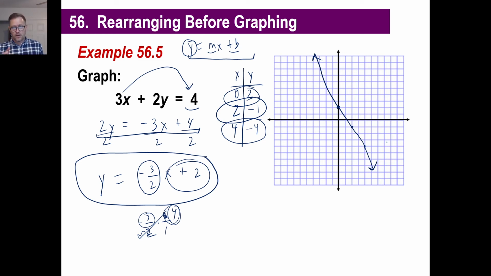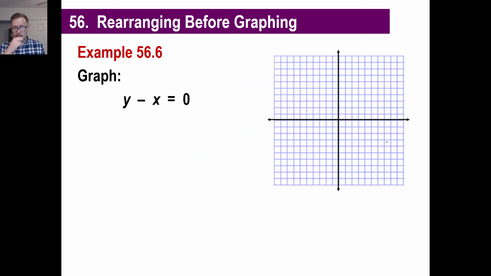So the point is, when the equation looks like that, move everything around so you have a positive 1y on the left side and everything else on the right side, okay? Here's another one. Take a second and copy this down. It's y minus x equals 0.